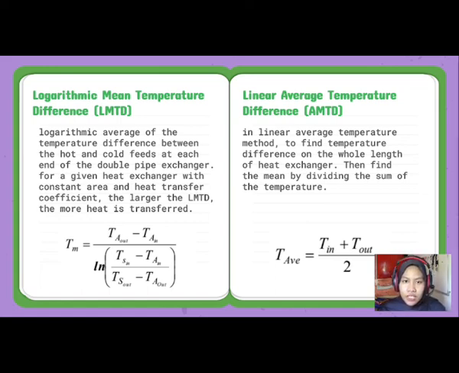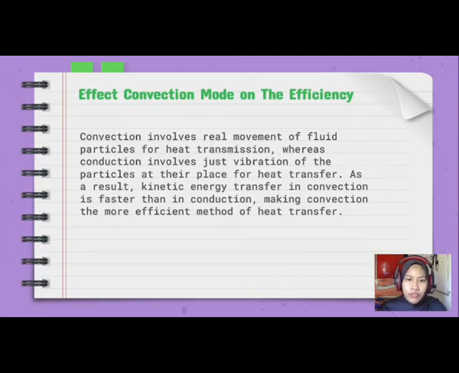Next question is to discuss the effect of convection mode on the efficiency. Convection involves real movement of fluid particles for heat transmission, whereas conduction involves just vibration of the particles in their place for heat transfer. As a result, kinetic energy transfer in convection is faster than in conduction, making convection the more efficient method of heat transfer.